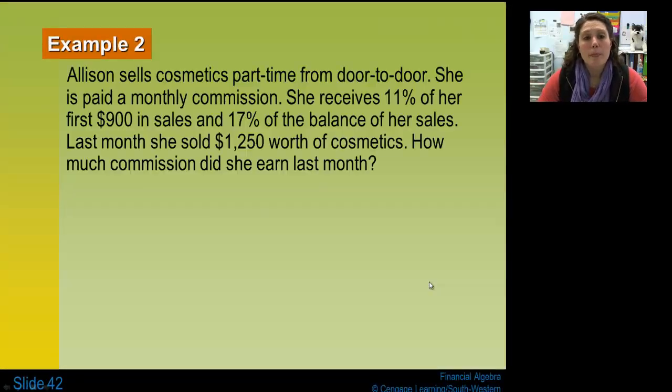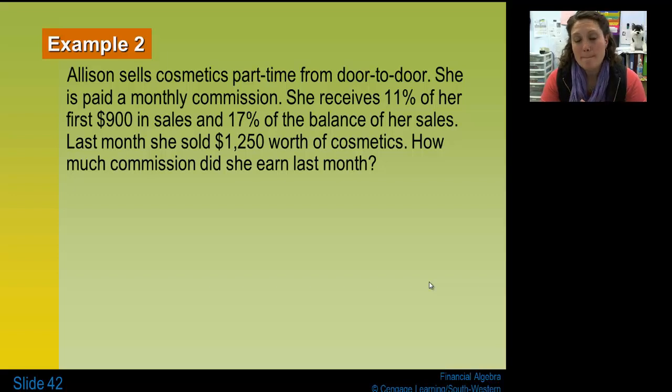Example 2. Allison sells cosmetics part-time from door to door. She is paid a monthly commission. She receives 11% of her first $900 in sales and then 17% of the balance of her sales. Last month, she sold $1,250 worth of cosmetics. How much commission did she earn last month?